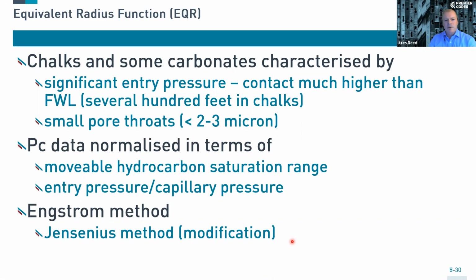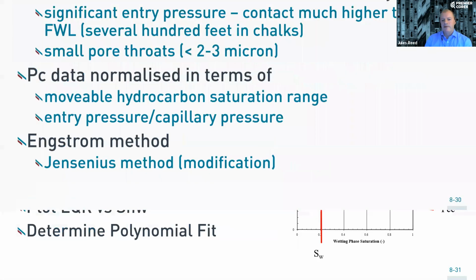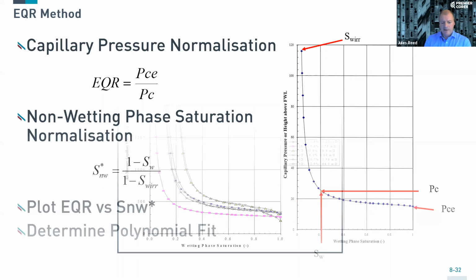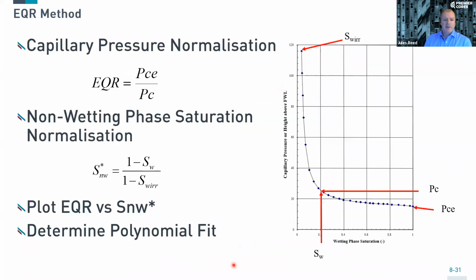But basically what we're looking at for the EQR, we're determining this entry pressure, trying to find how entry pressure correlates to our capillary pressure compared to the saturation as a function of irreducible saturation. So we have EQR, which is a normalized capillary pressure, normalized against entry, and saturation normalized between 1 and irreducible. We place that on a plot together and we determine a polynomial fit.